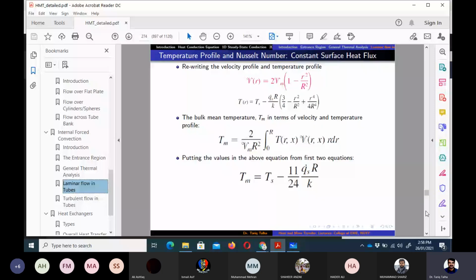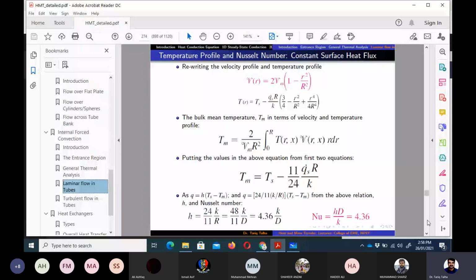And then from here we can determine the mean temperature first, and for mean temperature we also require the velocity profile. So if we do the integration of this mean temperature, we can write it as Tm is equal to Ts minus 11 by 24 q dot s into radius of the pipe divided by the thermal conductivity of the fluid passing through the pipe. From here we can determine the Nusselt number, which is hD upon k.